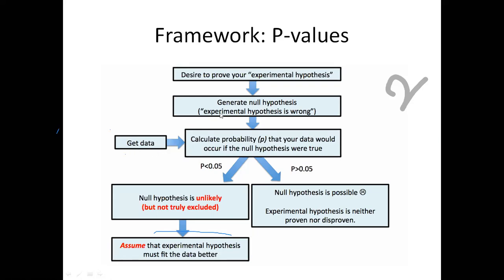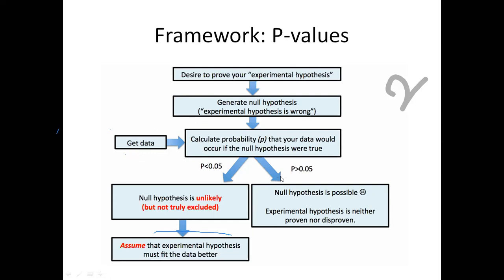Given the assumption that the null hypothesis is true, what is the probability of obtaining the data that I have obtained in my study? If that probability is less, like we have used an arbitrary threshold of 0.05, then you say, okay, the probability of obtaining this data under this hypothesis is so less that this hypothesis is unlikely, right? So we reject this hypothesis and then we consider the experimental hypothesis as true, right? So we assume that the experimental hypothesis fits the data better than the null hypothesis.